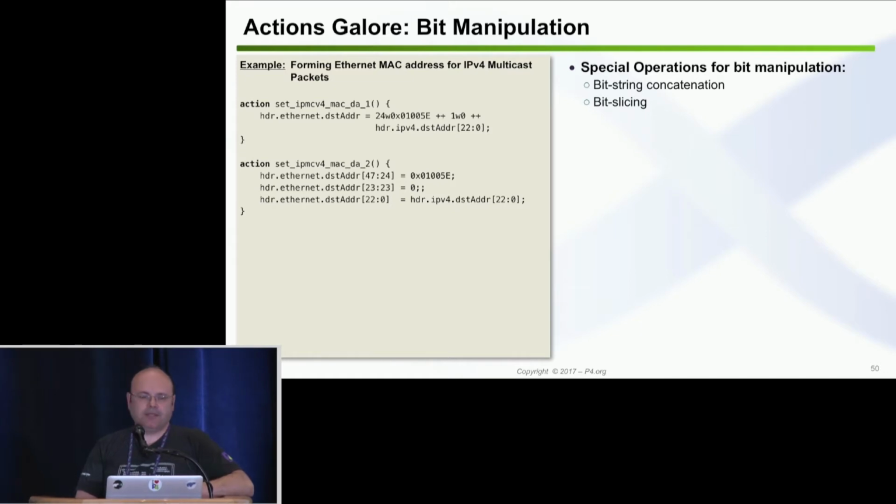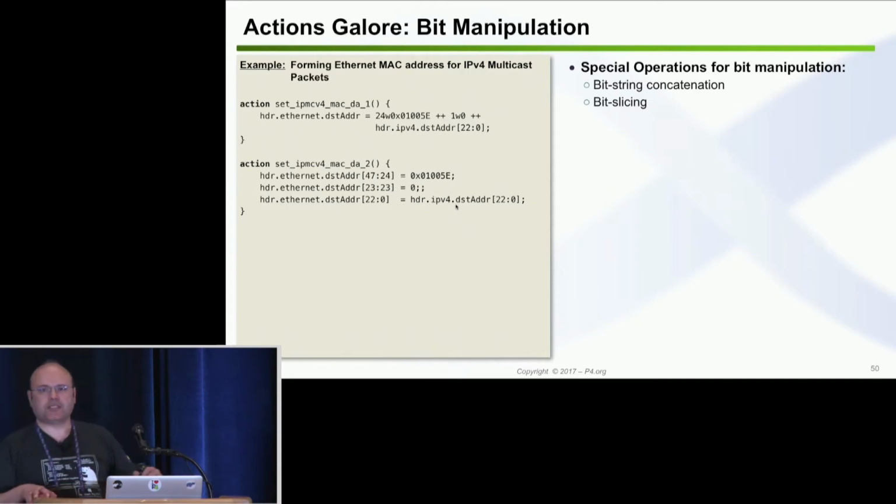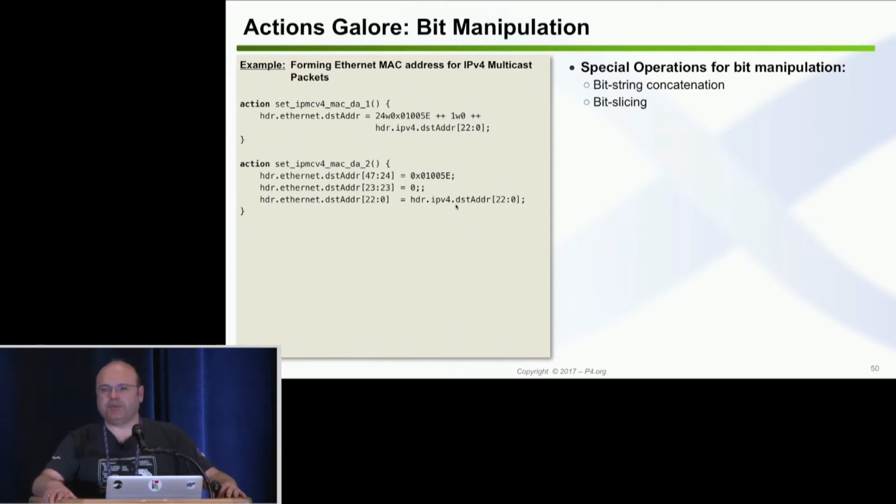I think a better way to write the same thing is using the bit slicing operation. The nice thing about bit slices is they can be L-values, so you can assign to a bit slice as well as you can take a bit slice. So here, that's exactly what I'm doing. I'm assigning 005E to the first 24 bits, clear up the bit number 23, and then the IPv4 address goes in there. That's another very, very useful feature that is available now in P4 16.